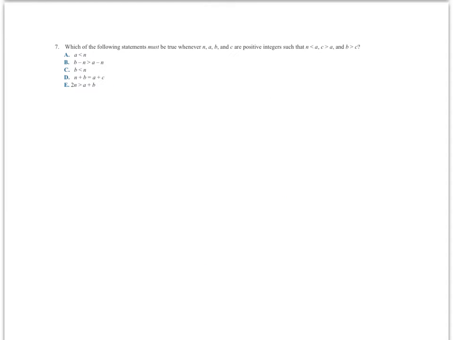This next problem is crazy. Which of the following statements must be true whenever n, a, b, and c are positive integers? It says n is less than a. Let me write that down. C is bigger than a. B is bigger than C.